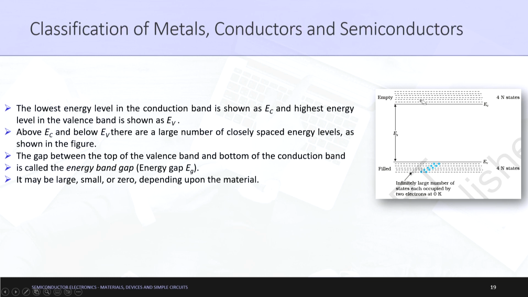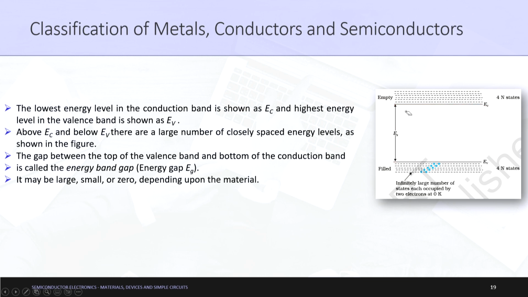As shown in the figure, the gap between the top of the valence band and the bottom of the conduction band is called the energy band gap. This is only the explanation being done here. Basically, this is the top of the valence band and the bottom of the conduction band, and the gap is called the energy band gap, also denoted by Eg.